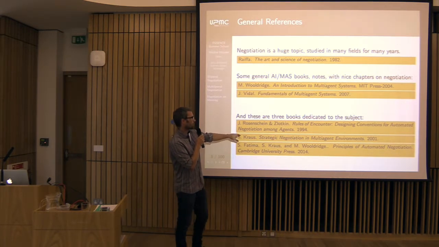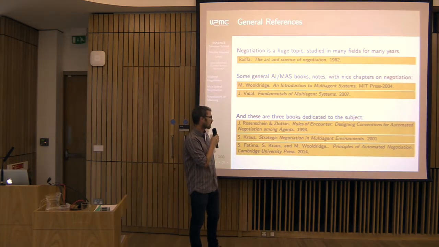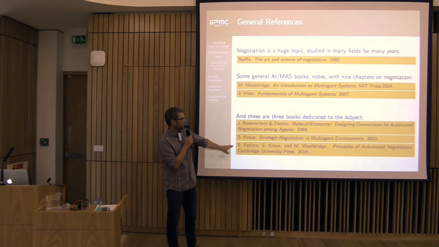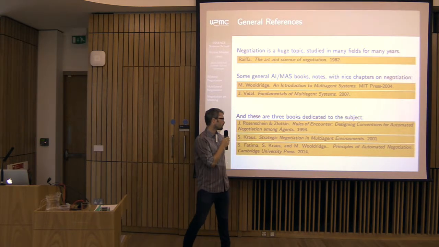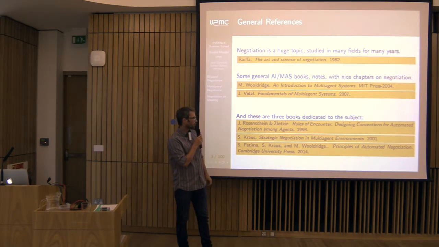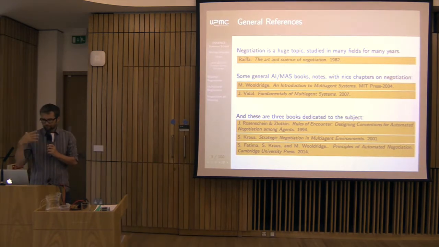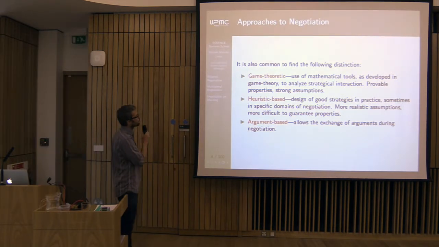2 books, so one is from the 90s, Rosenschein and Zlotkin, Rules of Encounter. One from Sarit Kraus, Strategic Negotiation in Multi-Agent Systems. And the other one is much more recent. It was issued last year, Principles of Automated Negotiation. So, of course, the material that I have is based on some of these books, also different courses that I gave.